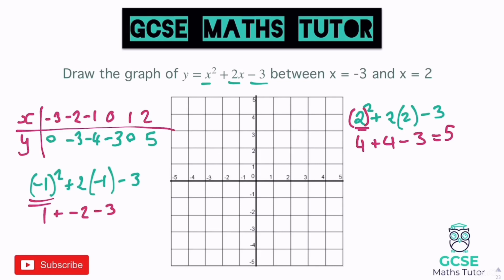So you can probably see a little bit of a pattern here. If you look at that negative 4 in the middle, either side of that we've got negative 3. Either side of that we have 0. And then we have the additional 5 there. But let's just plot these and see what it looks like.